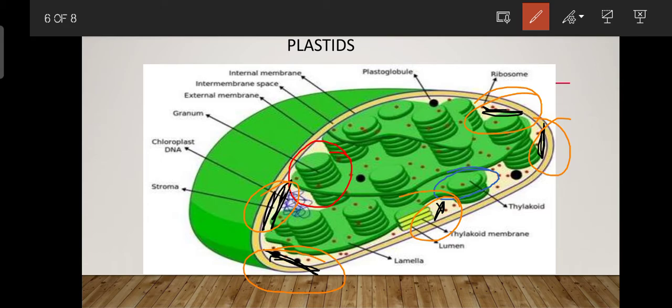Chloroplast also contain various green and yellow pigments in addition to the chlorophyll, known as carotene. So chloroplast contains chlorophyll. Chlorophyll is a green pigment which helps in the process of photosynthesis. It is having yellow or orange pigments also along with chlorophyll. That yellow and orange pigment is known as carotene.